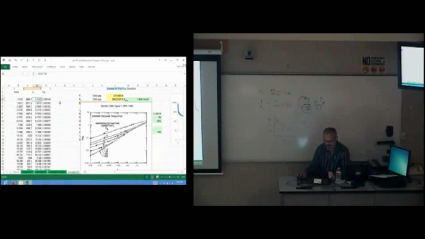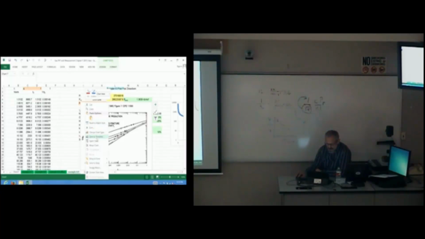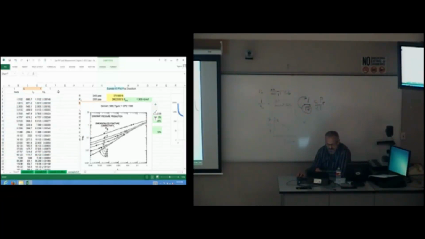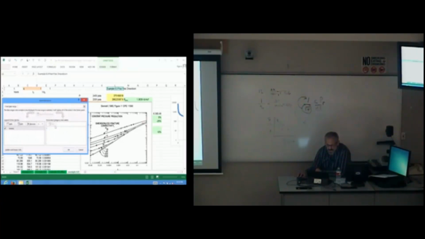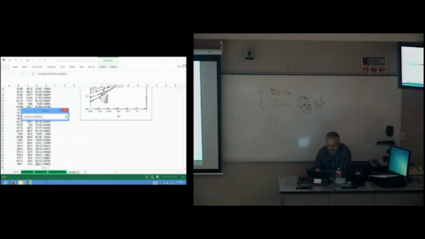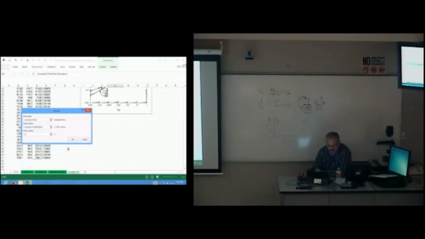Okay, so I want to add this data to my graph. Select data. I usually like to put the problem number in here: Example 6.9. Here it is, right here. Select data, add, Example 6.9. My X data is my T sub D, and my Y data is my reciprocal Q sub D.